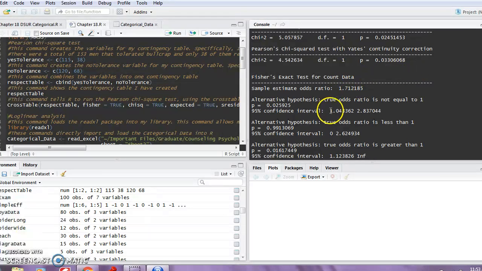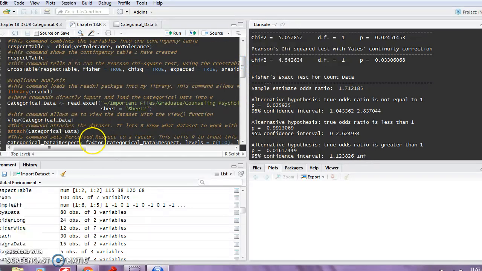So yeah, that's pretty much it for the Pearson's chi-square test. In the next video, I'm going to do a log linear analysis, but there's a special twist with it. And that's it, folks.